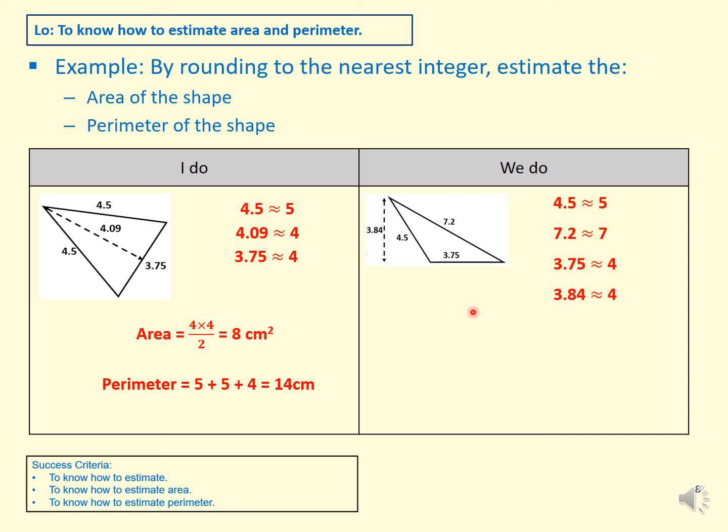Now I need to find the area. For area, as I said, perpendicular height times base, divided by 2. So which is 4 times 4, which is 16, divided by 2 is 8 centimeters squared. For perimeter, start from one corner, go around the shape and add them all up. So if I go around the shape, I have 4 from here, I use the estimation, I have 5 from here and I have 7 from there. So I need to add these numbers to get 16 centimeters for perimeter.